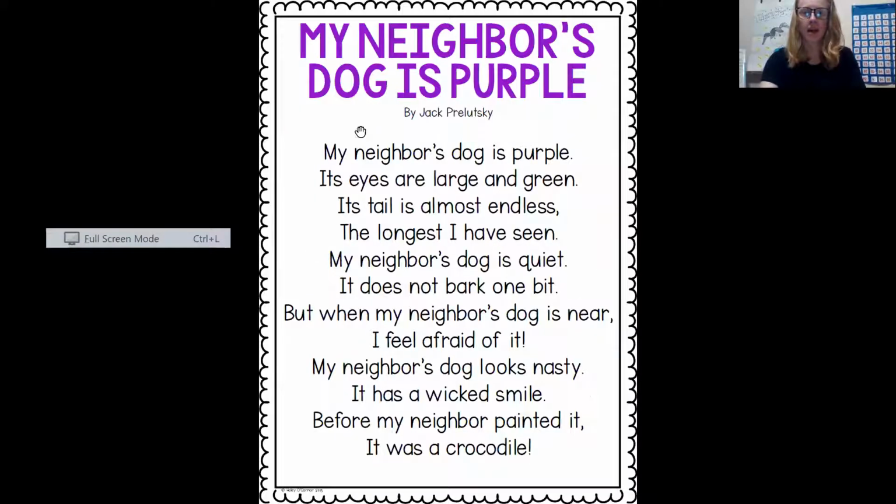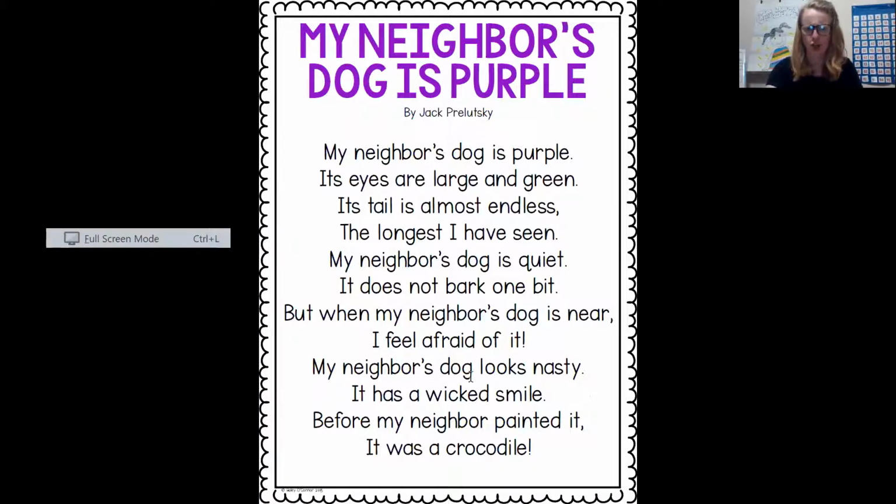Okay, are you ready to keep reading? Let's see if we get some more clues that help us visualize. My neighbor's dog is purple. Its eyes are large and green. Its tail is almost endless, the longest I have seen. My neighbor's dog is quiet. It does not bark one bit. But when my neighbor's dog is near, I feel afraid of it.